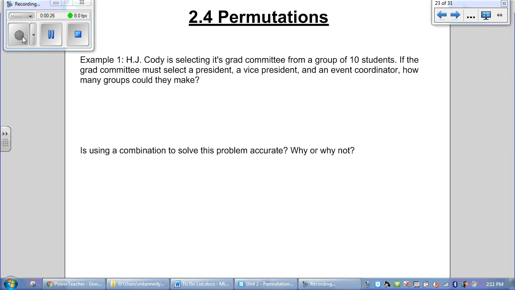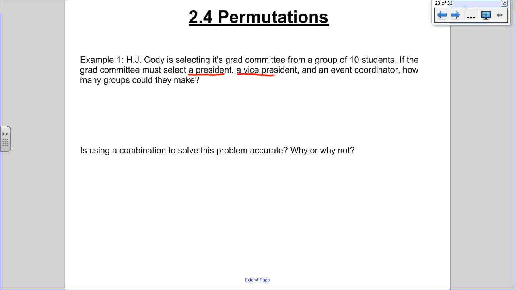And we've always said, order doesn't matter. It doesn't matter if you're the first person in the committee, second, third, or fourth person in the committee. It made no difference. If you read this question now, it does make a difference. And the reason it makes a difference is they've given titles to each spot. So you're not just a random person on the committee, you're a specific person on the committee. So you're in a completely different situation.